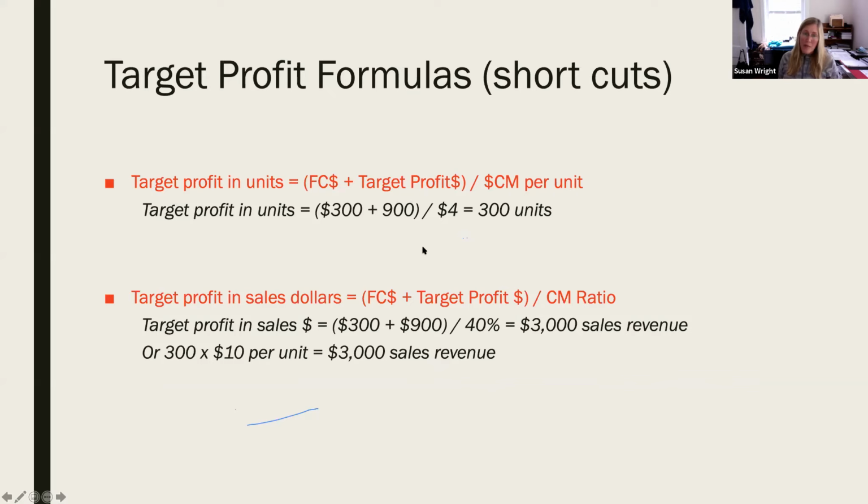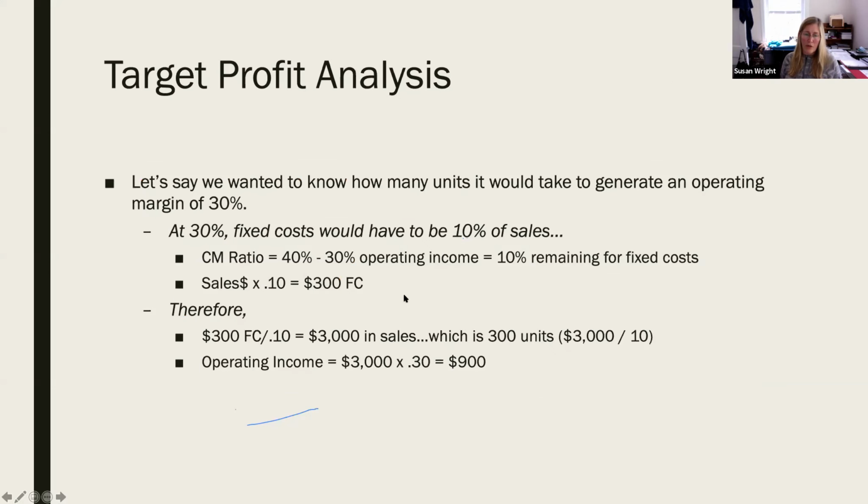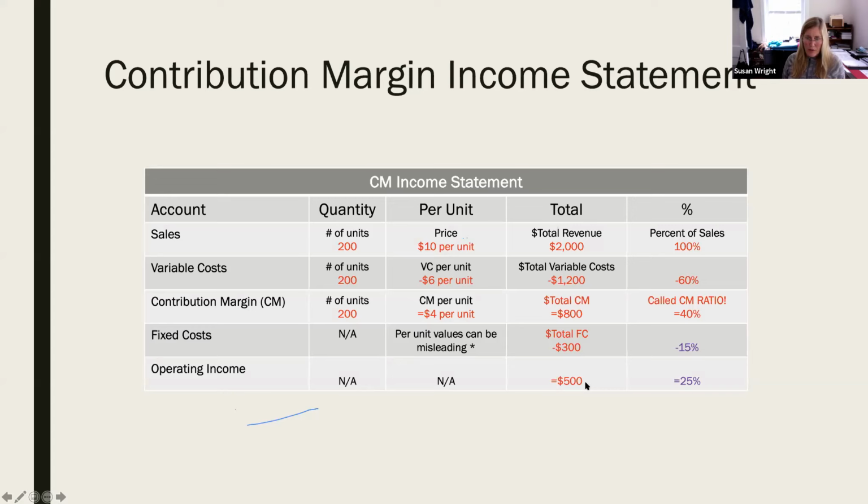All right, let me back up because I want to do that other one with you too, and then we're pretty much close to the end. We just finished this one. You take fixed costs at 800 plus 500, divide by 4. That's the shortcut formula to get 200.